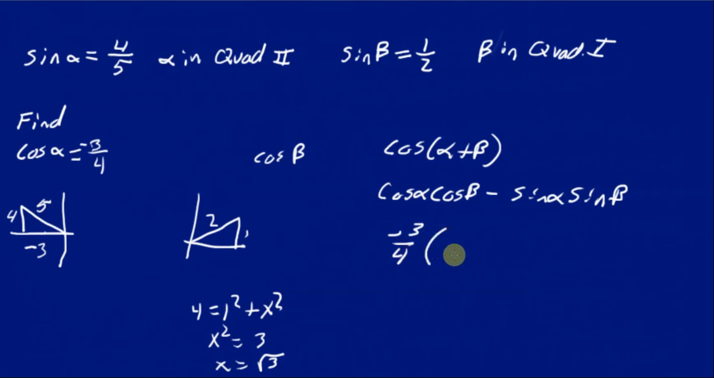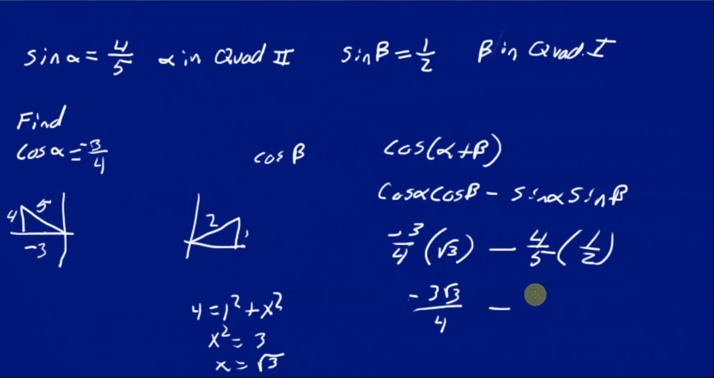Cosine beta we found to be square root of 3. Minus the sine alpha, which was given to us as 4/5. And sine beta, which is 1/2. And now we've just got to play with these numbers. So that's going to be negative 3√3/4 minus, well, the 2 goes into the 4 2 times, so it's going to be 2/5. So it looks like we're going to get a common denominator here, which is going to be 20.